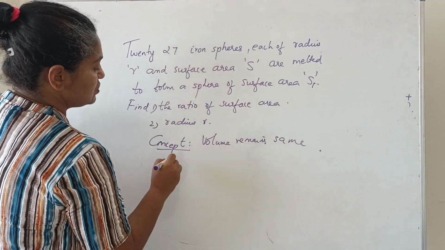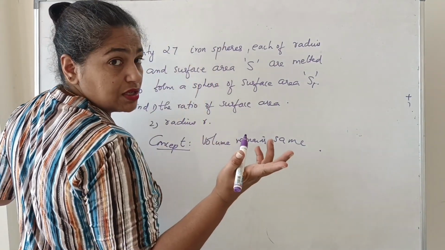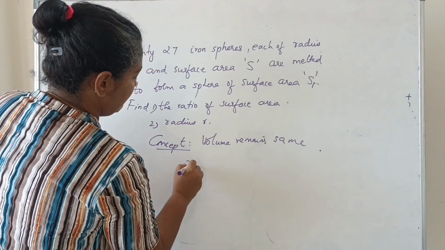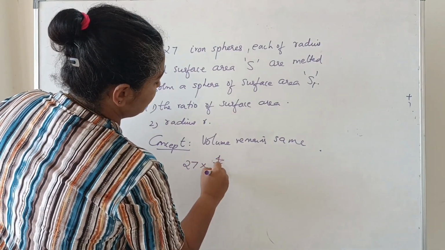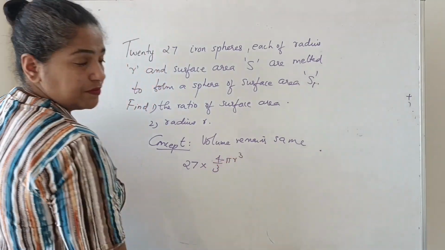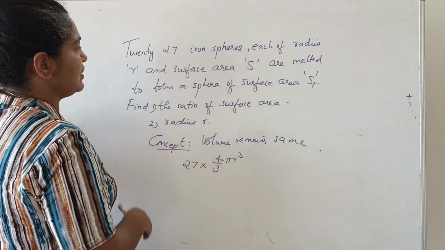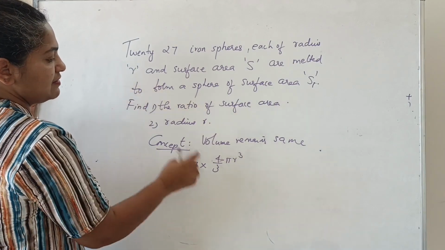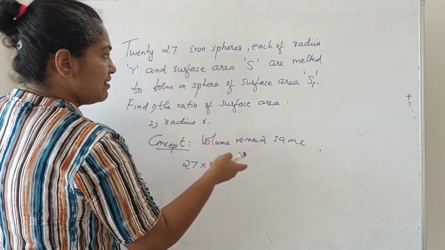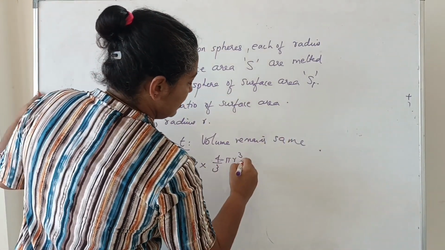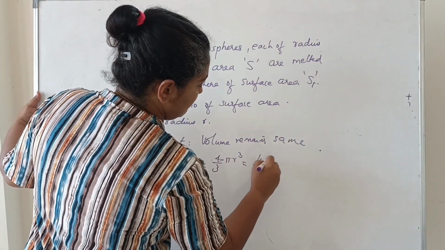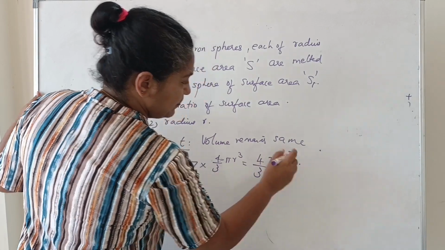27 iron spheres. So here both are solids. So 27 iron spheres have a volume of 27 times 4 by 3 pi r cube, where r is the radius of one iron sphere. Now it is given that the radius is r, so I have put r over here, and surface area s. They are melted to form a sphere of surface area S1. So this is equal to the volume of the new sphere, 4 by 3 pi R cube.